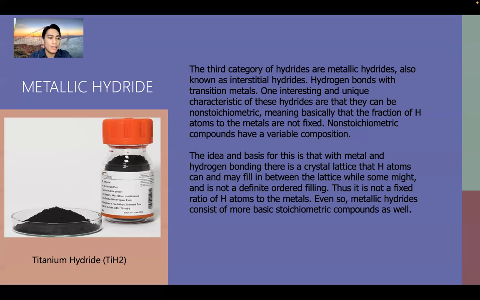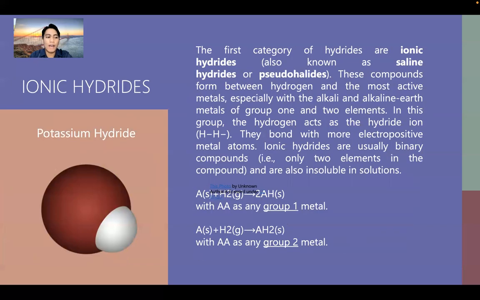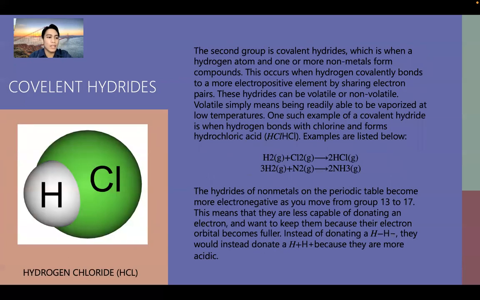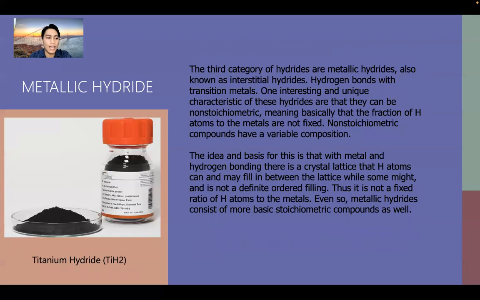Now, let us just summarize. In the chemical bonding of our ionic hydride, we have an ionic bond. The atomic composition of this ionic hydride is a combination of hydrogen with a highly electropositive atom in group 1 and group 2. And in the covalent hydride, we have a covalent bond, a combination of hydrogen with a comparably electronegative nonmetal such as chlorine, bromine, iodine, and fluorine from group 13 to group 17. And in the metallic hydride, it is a combination of hydrogen with transition metals.